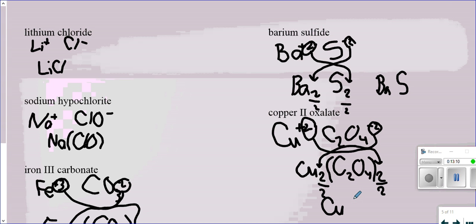Cu. If you want to put the parentheses around your poly, you can. C2O4 and then parentheses. Technically, we do not need them, so you would not write them or you would not see them. If you have questions, I will be more than happy to help you out. Good luck on your assignment.